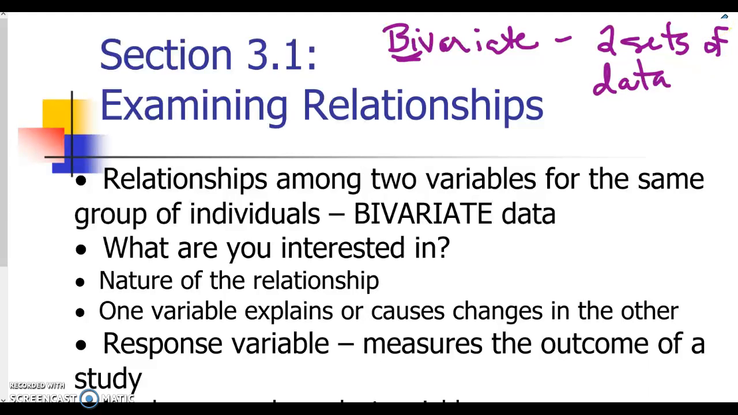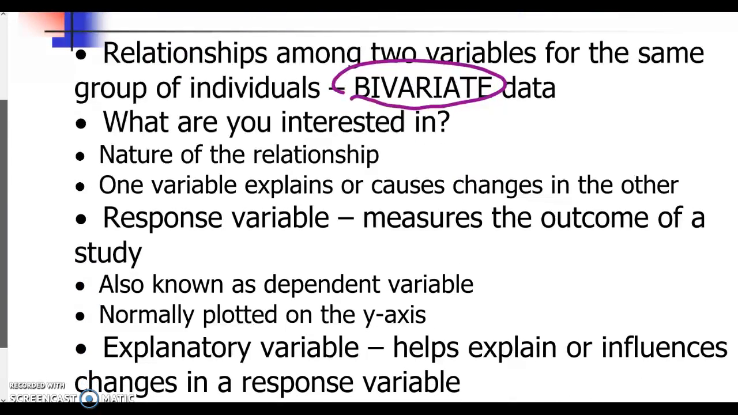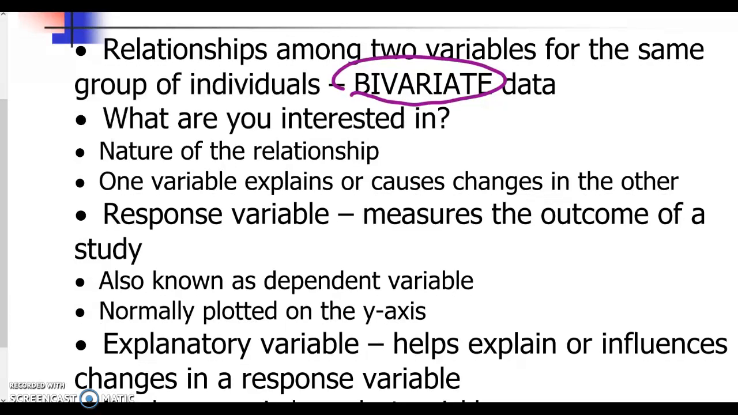Okay, so far we've just done univariate data where we've looked at one variable at a time. Now we're going to be looking at bivariate data with two variables, and we're looking at the nature of the relationship, looking to see if one variable explains or causes changes in the other. And so you've probably been familiar with the term independent and dependent variable from science classes, but in statistics, we're going to define the variables as the response variable or the explanatory variable.